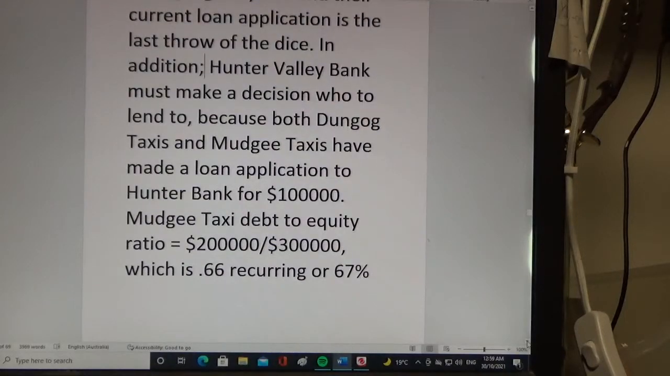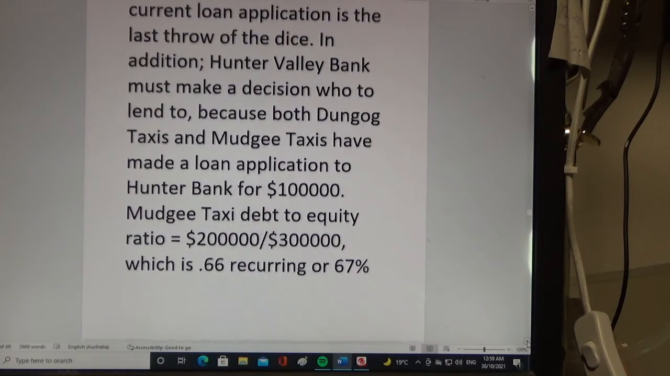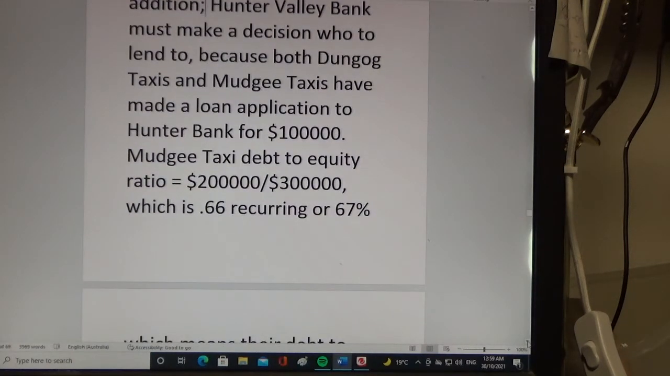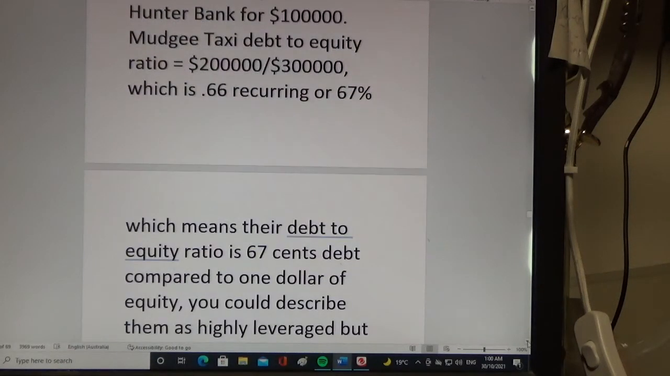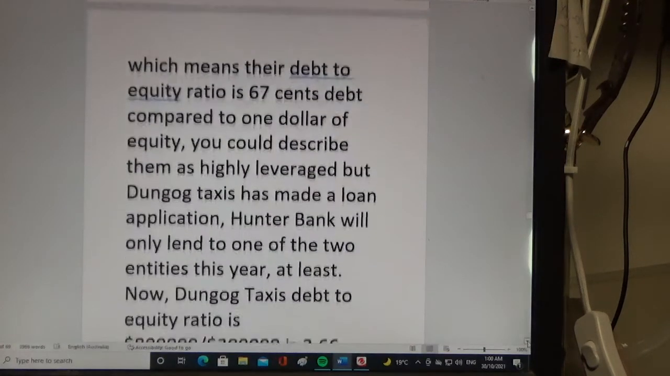Because both Dungog Taxis and Mudgee Taxis have made a loan application, they can't lend to both. And the loan is $100,000. Mudgee Taxis debt to equity ratio is $200,000 over $300,000, which is 0.66 recurring, or 67%, which means their debt to equity ratio, debt is 67 cents in one equity dollar. Still pretty high, but have a look at the books of Dungog Taxis.